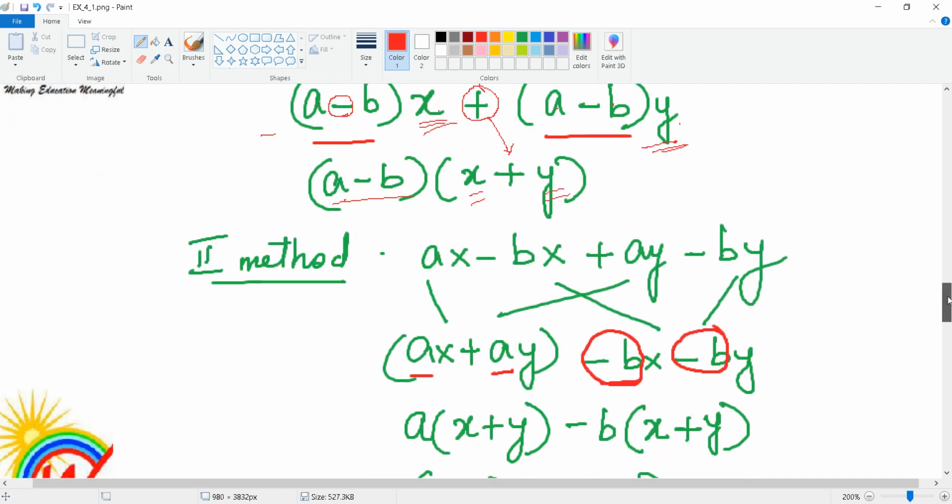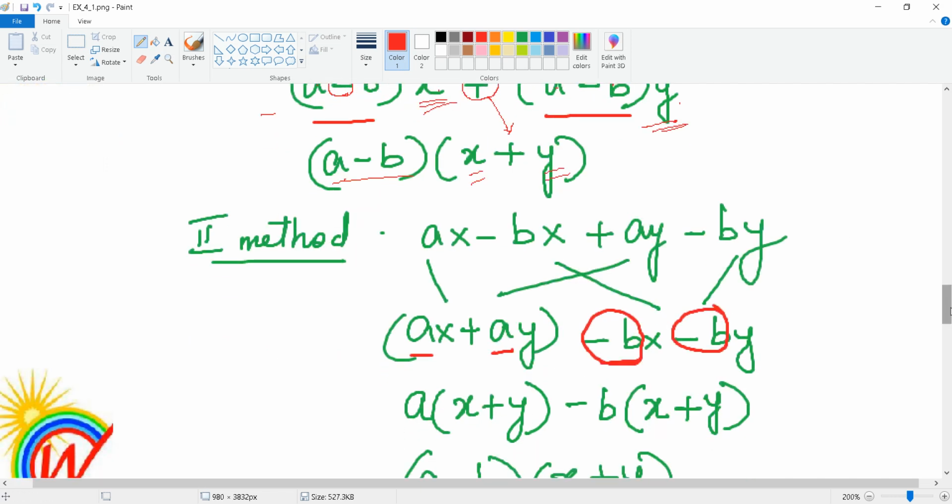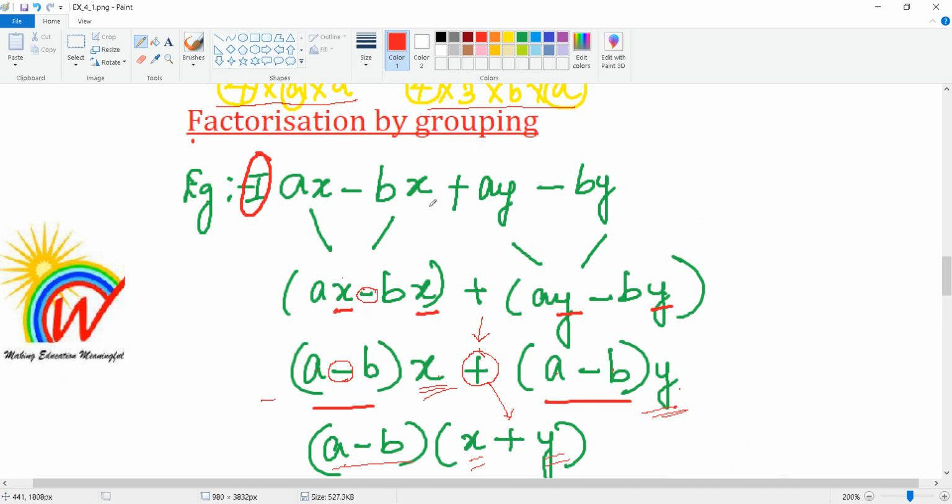Now let's look at the second method. Earlier I combined the x terms together and the y terms together. I grouped them, right? So this is grouping. Now what if I group the a's together and the b's separately? I can do that also, right? I can group the a's and b's separately.